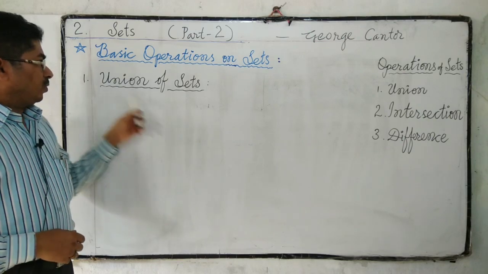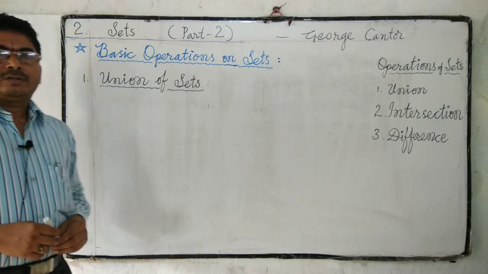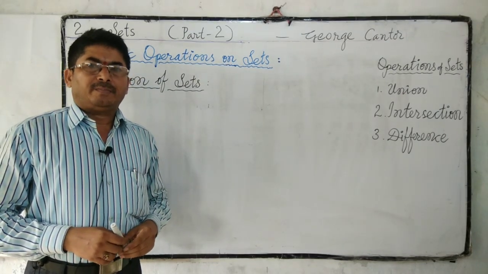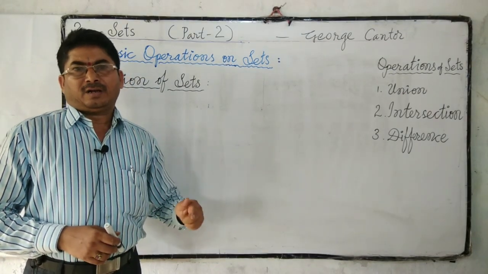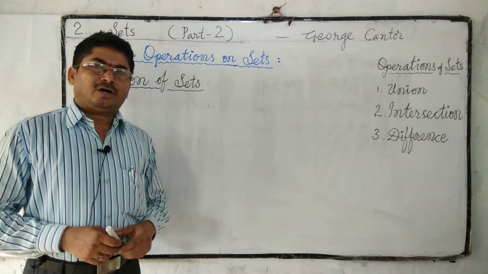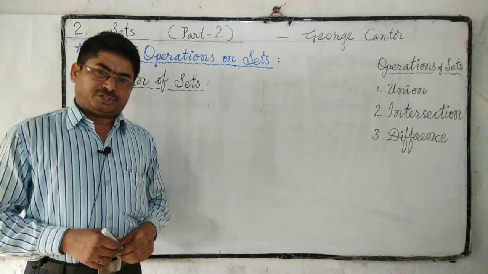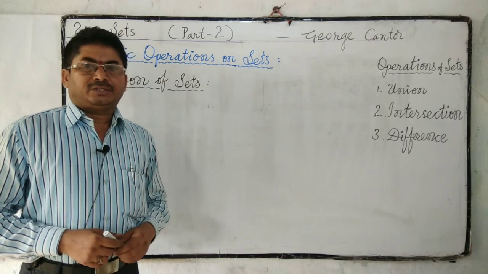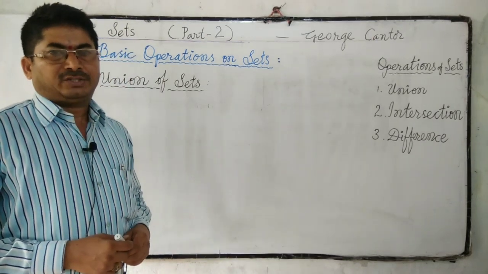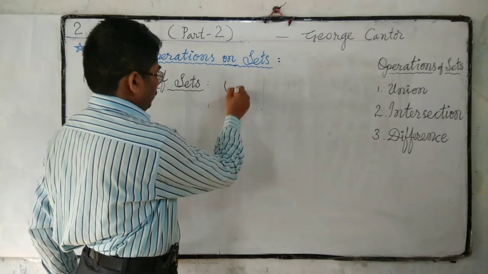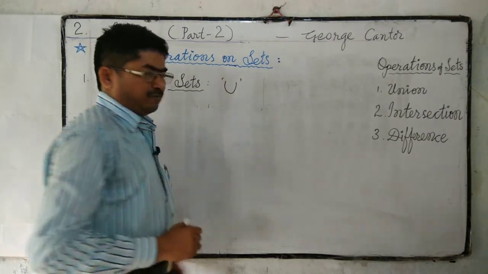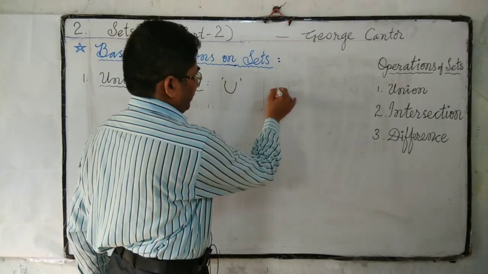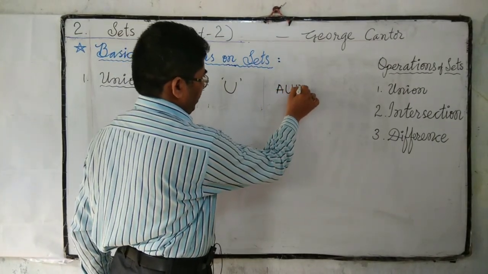First, union of sets. The set containing the elements of A or B or both is called the union of sets. The union of sets is denoted by the symbol ∪. We can write it symbolically as A union B.